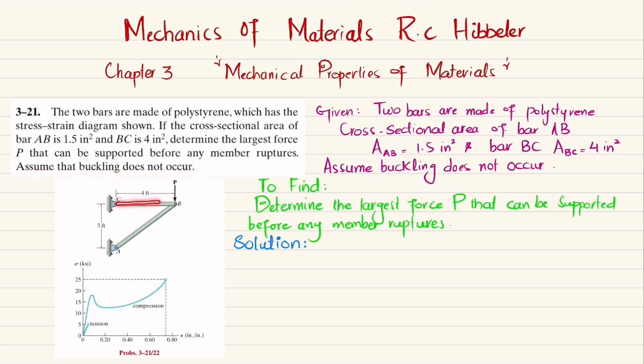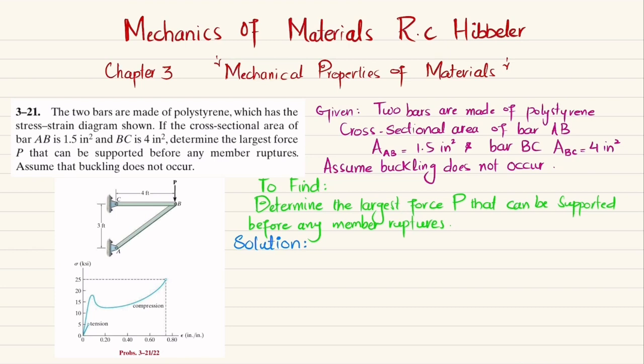So you can see these are two bars. This is bar BC and this is bar AB. At this point we have a pin support and C is also pin supported. Here we have a load P. The stress strain diagram for these two bars is given. For the member in tension, this will be the stress strain curve, and for the member in compression it will follow this stress strain curve. So you have to find the largest load P that can be applied before any member ruptures.